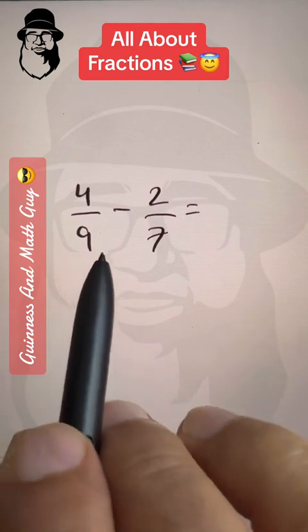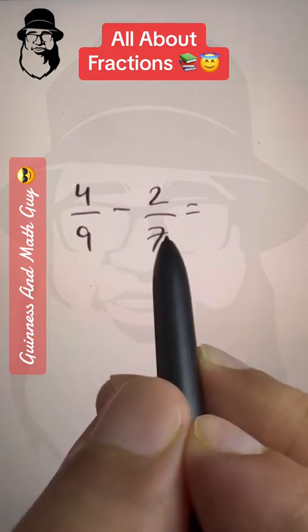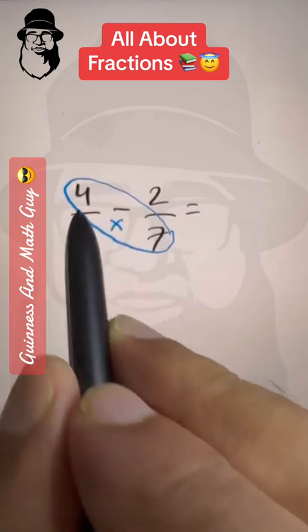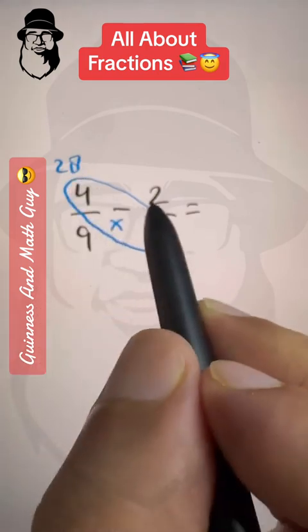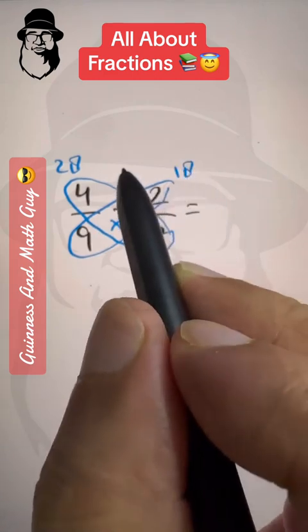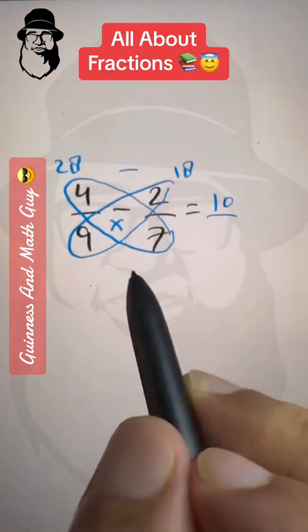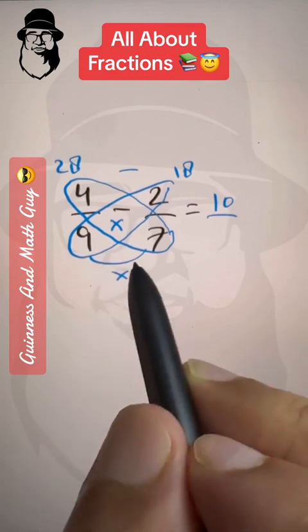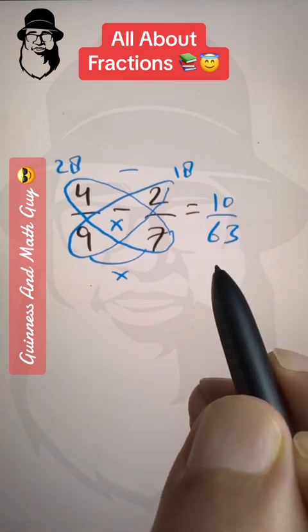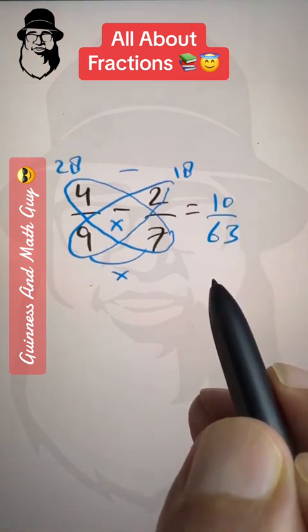So in subtraction we do the same butterfly method. 7 times 4 is 28, and 2 times 9 is 18. So 28 minus 18 is 10, and we multiply the denominators. 9 times 7 is 63. That's our answer, 10 over 63.